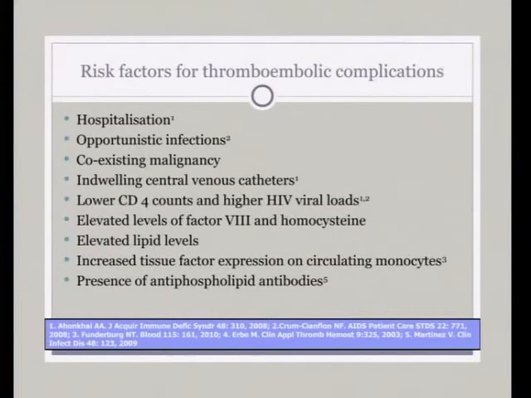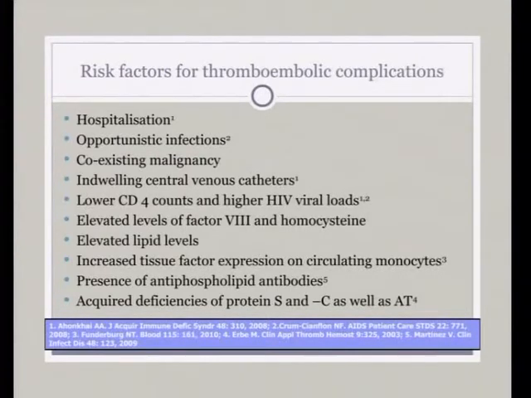And then the presence of antiphospholipid syndrome is important, and reduced protein C, S and antithrombin are independent risk factors for thrombosis, and these are acquired conditions in HIV.